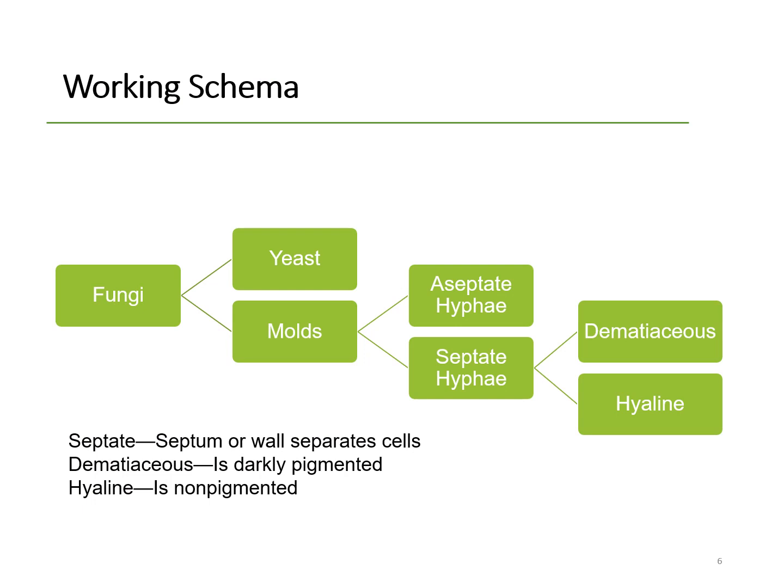The overall working scheme of the fungi can be divided into yeast and mold. So if it is a yeast, it refers back to the yeast being moist versus mold being filamentous. The molds are further divided into aseptate hyphae and septate hyphae. So septate just means that it has a septum or some sort of wall separation within the cells. And the septate hyphae are further divided into the dematiaceous and the hyaline. Hyaline is non-pigmented, whereas the dematiaceous is a darkly pigmented type of mold.